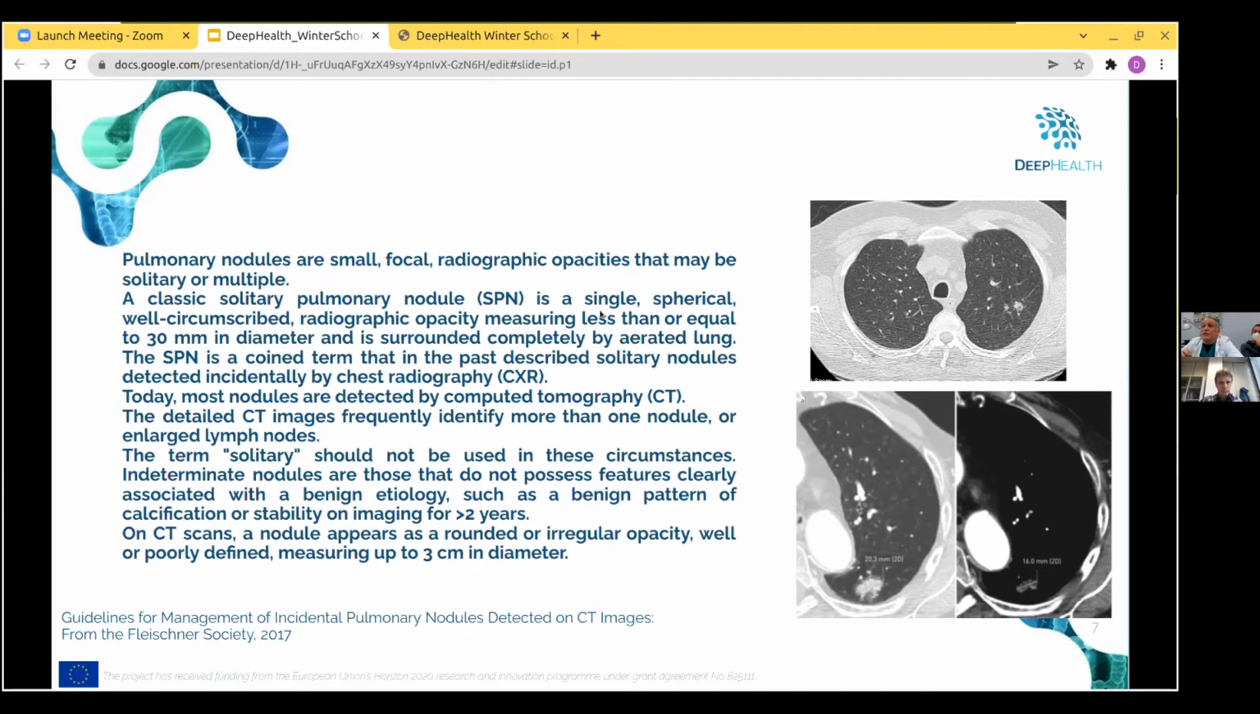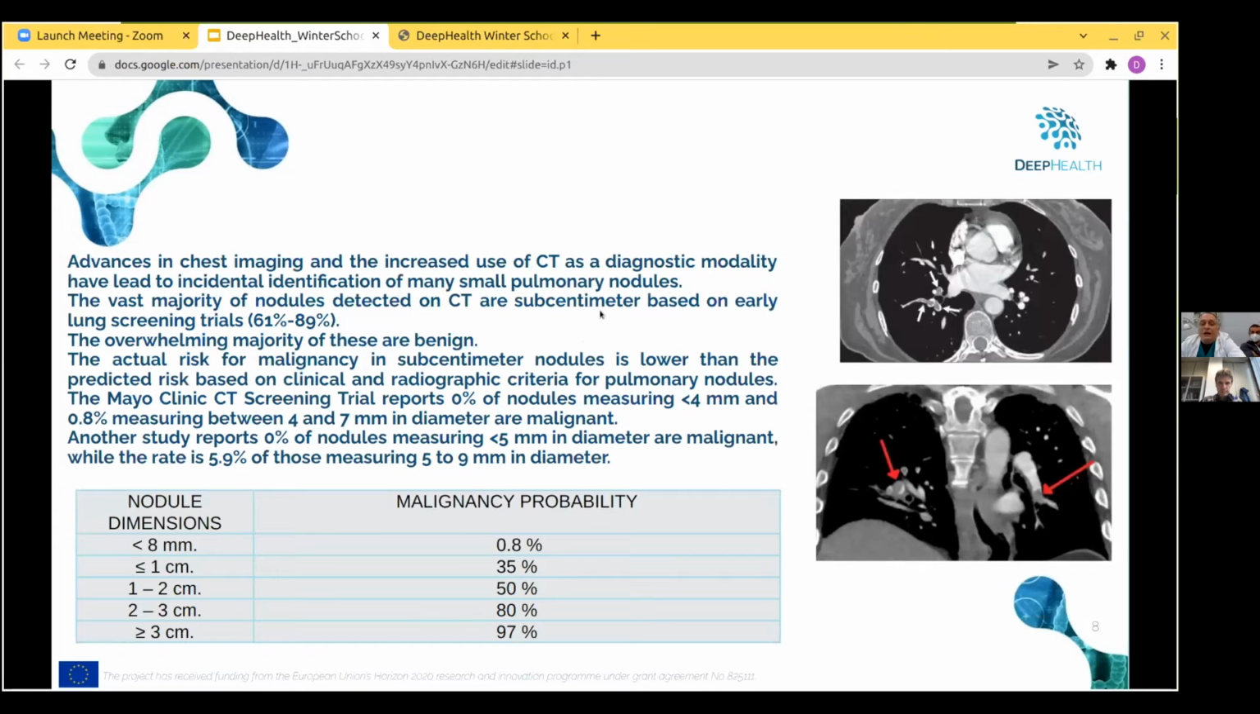Indeterminate nodules are those that do not possess features clearly associated with a benign etiology, such as a benign pattern of calcification or stability on imaging for 2 years. On CT scan, a nodule appears as a rounded or irregular opacity, well or poorly defined, measuring up to 3 centimeters. Technological advances in chest imaging and the increased use of CT as a diagnostic modality have led to incidental identification of many small pulmonary nodules. You see in the picture on your right.